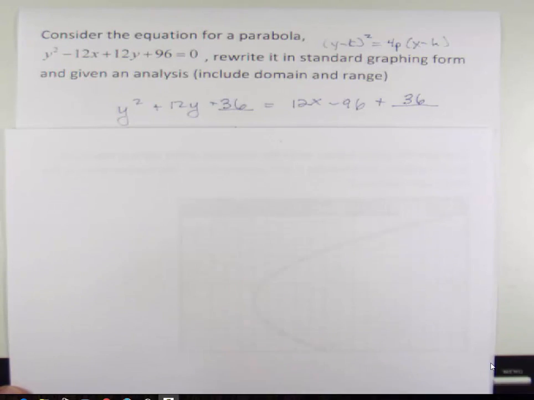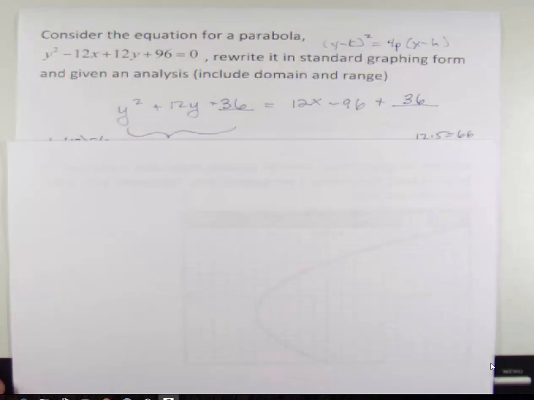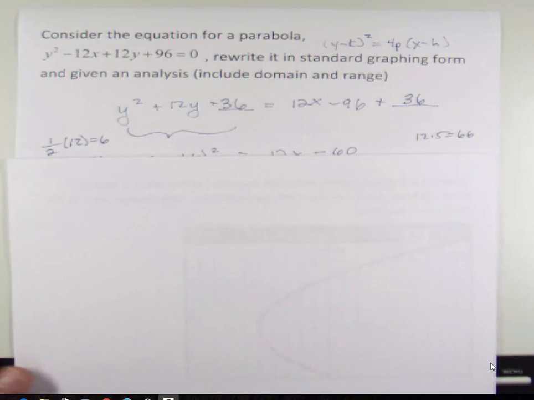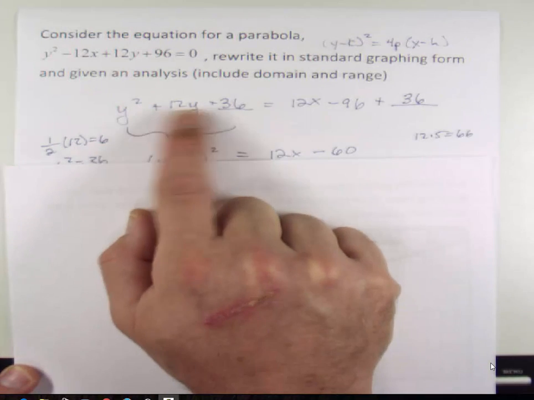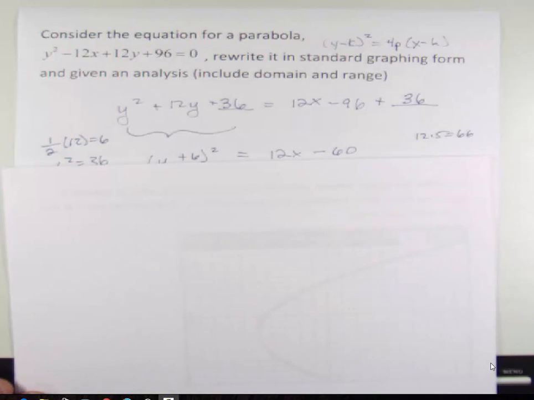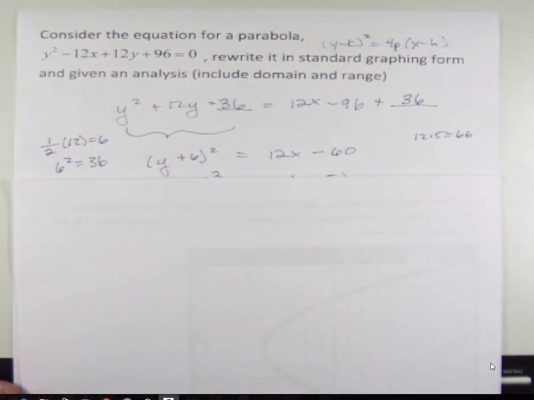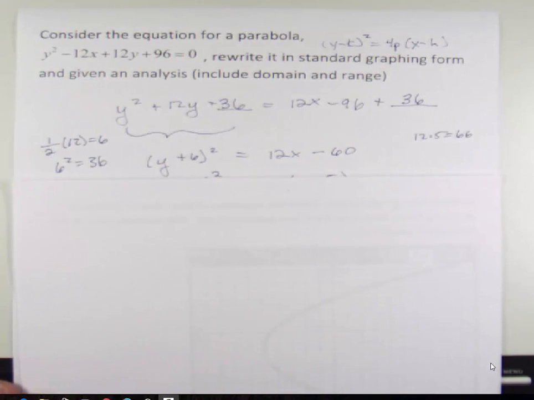Now you're probably wondering, how did Mr. Isaac come up with the 36 to add? I took the linear term for y. There's 12 of them. I cut it in half and I squared it. Because if I do that, that's going to give me a complete square on the left, which will be y plus 6 squared. But if I add 36 to the left, I have to add it to the right. Don't forget to combine like terms. That's one mistake I saw, or people added wrong.